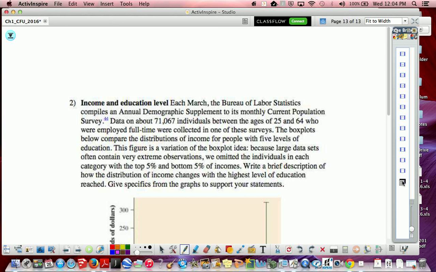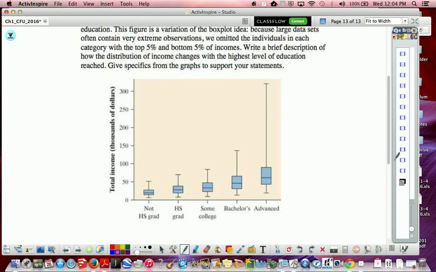This figure is a variation of the box plot idea because large data sets often contain extreme observations. We omitted the individuals in each category with the top and bottom 5%. So because of that, they don't want those outliers to really skew the data, so they omitted them. Write a brief description on how the distribution of income changes with the highest level of education reached. Give specifics from the graph that support your statement.